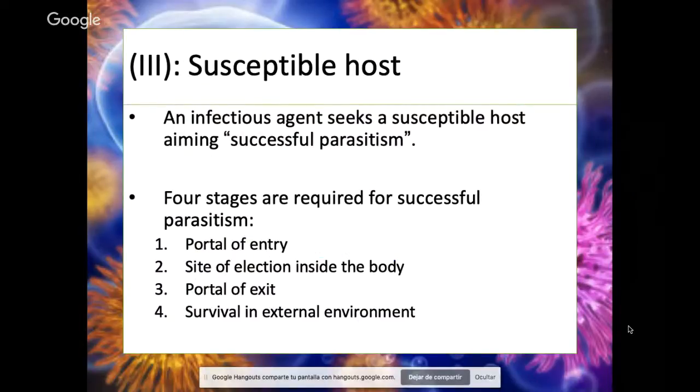A susceptible host: an infectious agent seeks a susceptible host. Four stages are required for parasitism to succeed. First, we need a portal of entry, then a site of election inside the body, three, a portal of exit, and four, survival in the external environment.